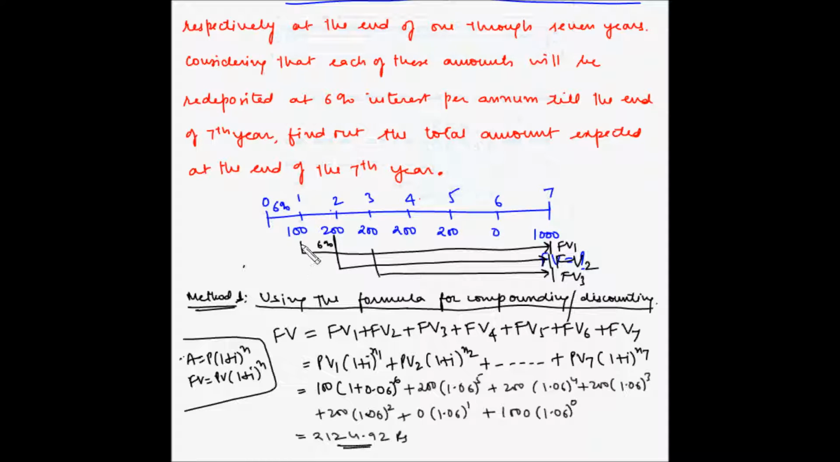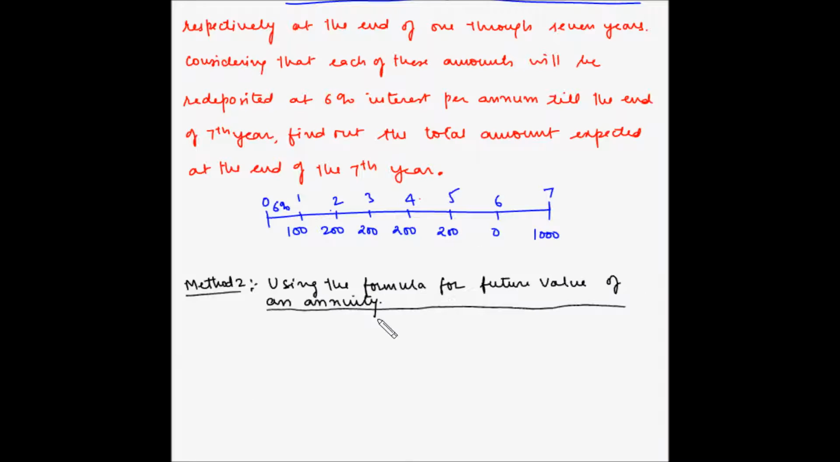So basically, if we invest this uneven cash flow stream as and when we receive them at 6% interest per annum, then all of this will amount to 2124.92 rupees at the end of the 7th year. The second method that we are going to see is using the formula for future value of an ordinary annuity.